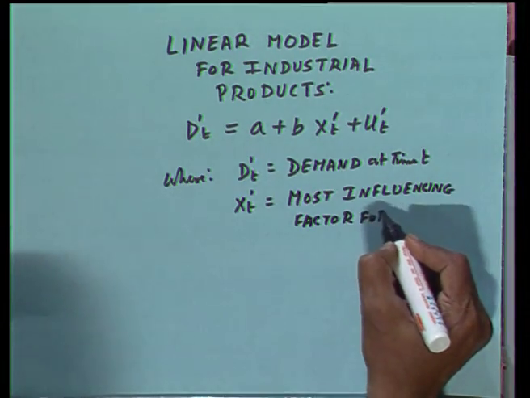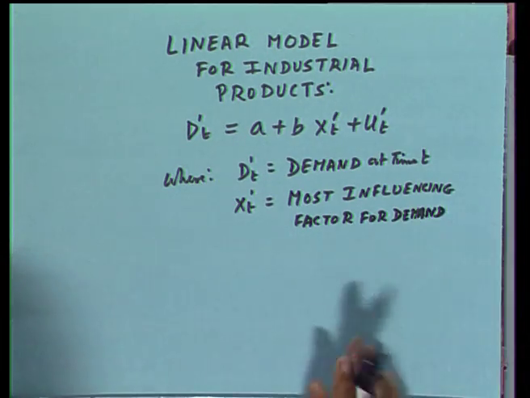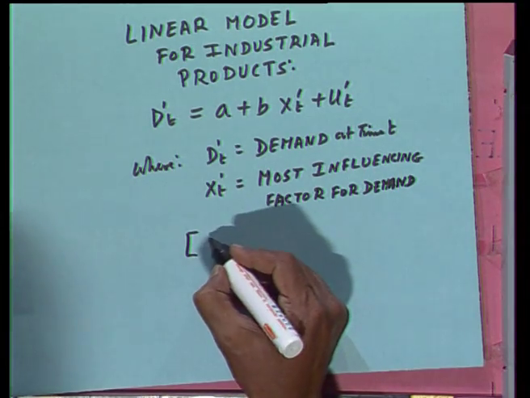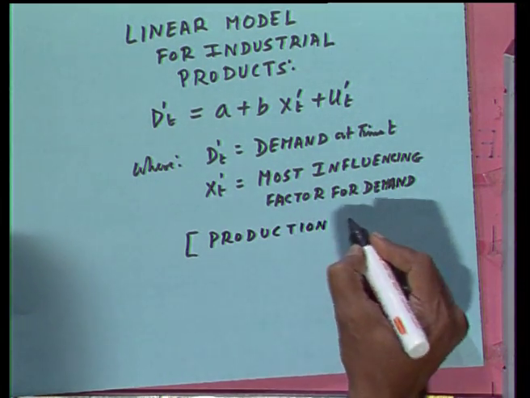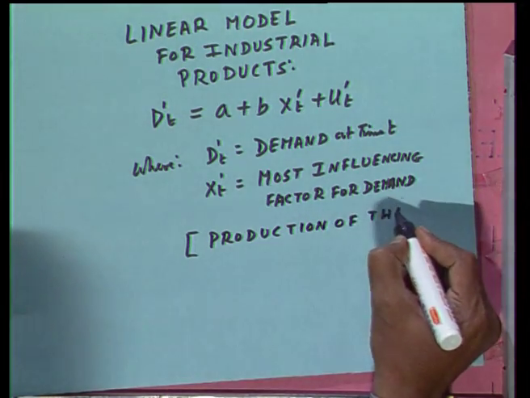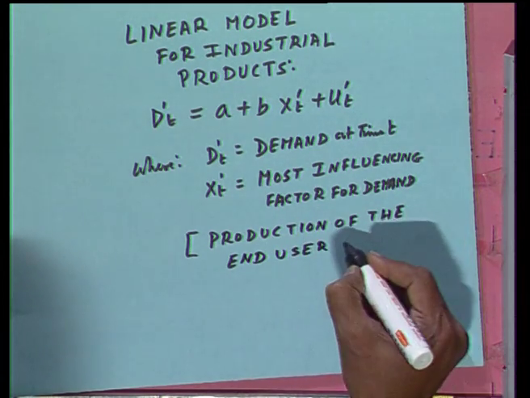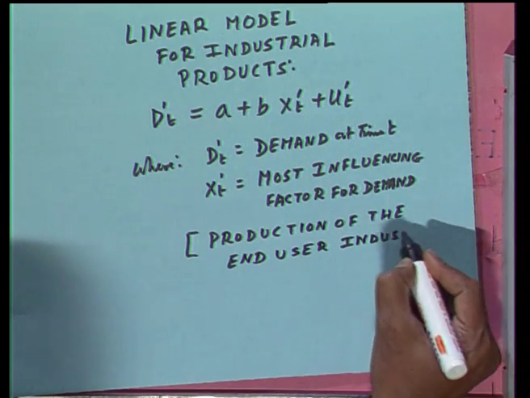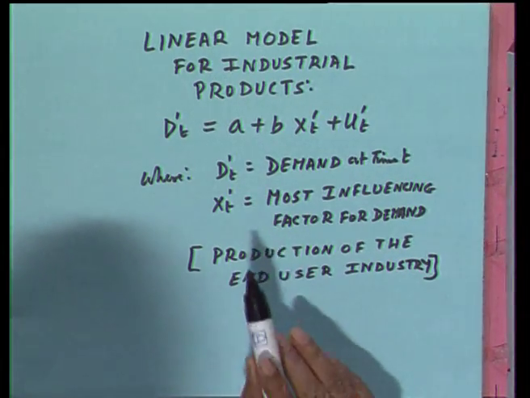For demand, this XT prime can take the shape of production of the end user industry. This is the most influencing factor. In most of the cases, the production of the end user industry is the most influencing factor which influences the demand for an industrial product. So, XT prime in most of the cases takes the shape of the production of the end user industry.